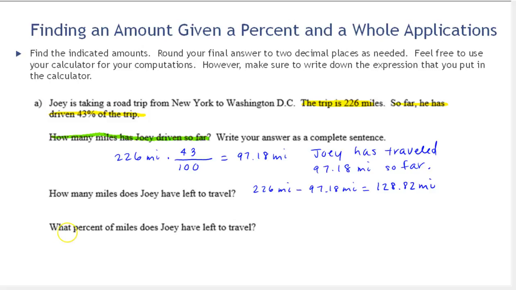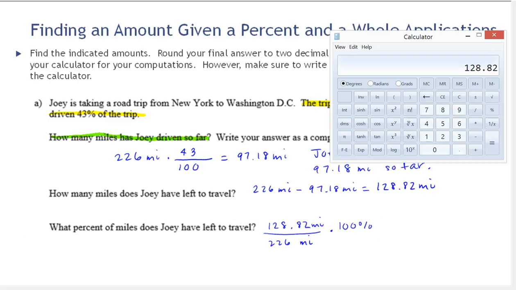And finally, we're asked, what percent of miles does Joey have left to travel? Now we can think of this in a couple of ways. He has 128.82 miles out of 226 miles remaining, and we can find that as a percent by multiplying this ratio by 100%. So we have this already in there, divide by the total trip, and multiply by 100. And we get 57%.